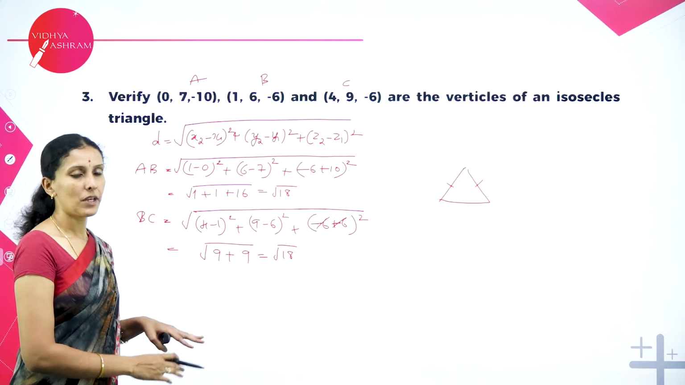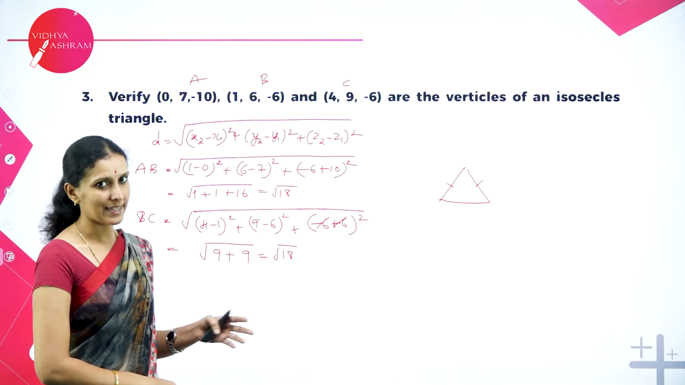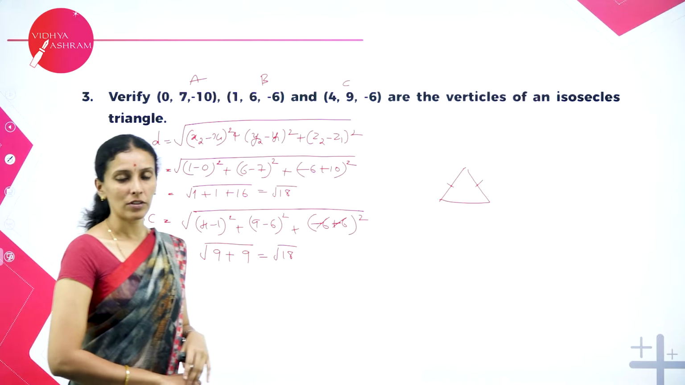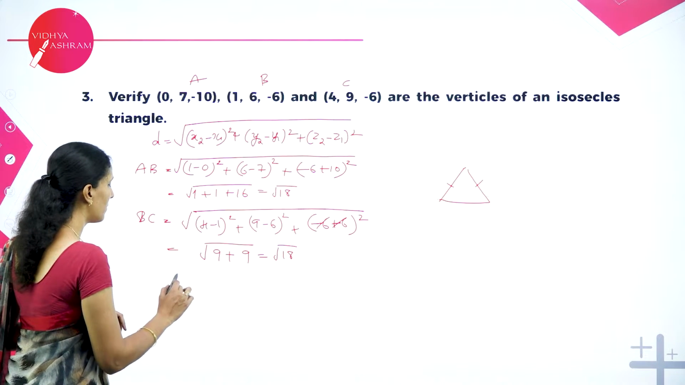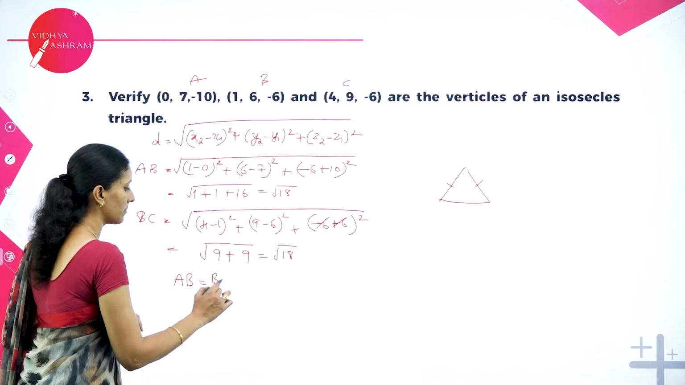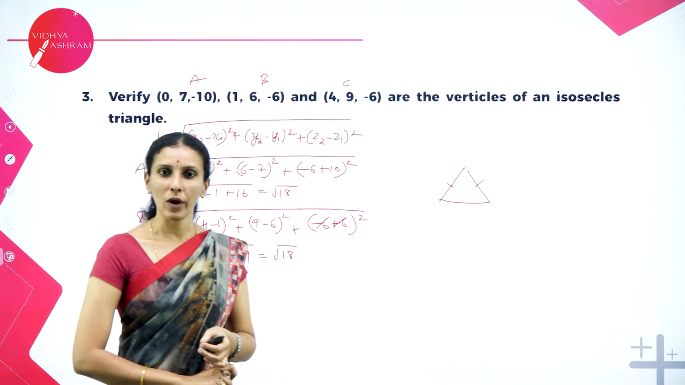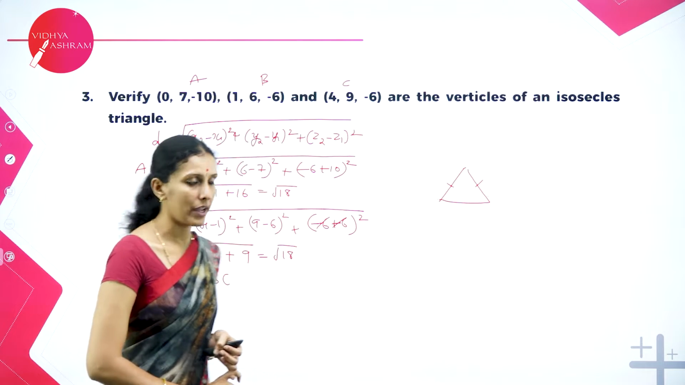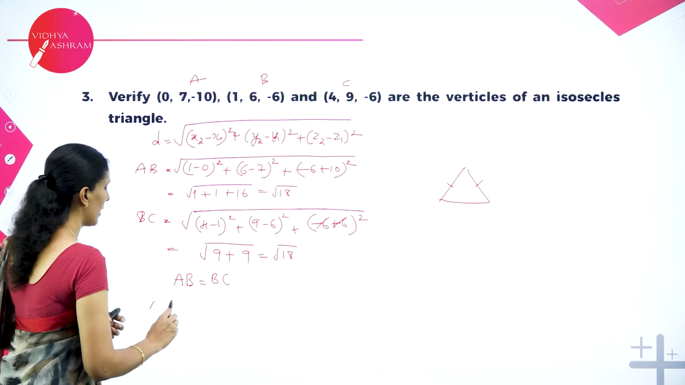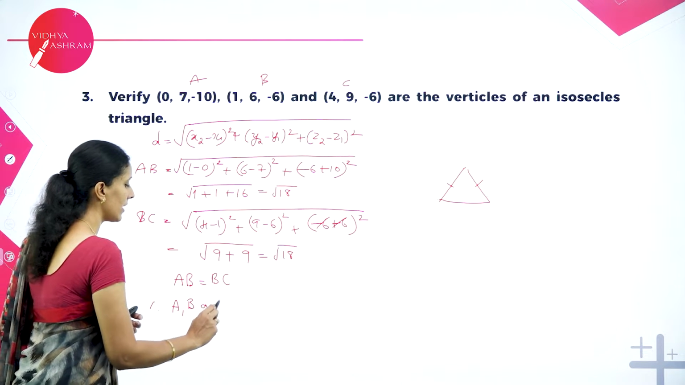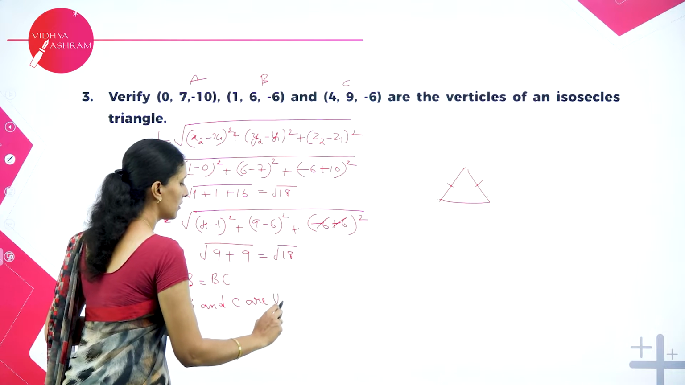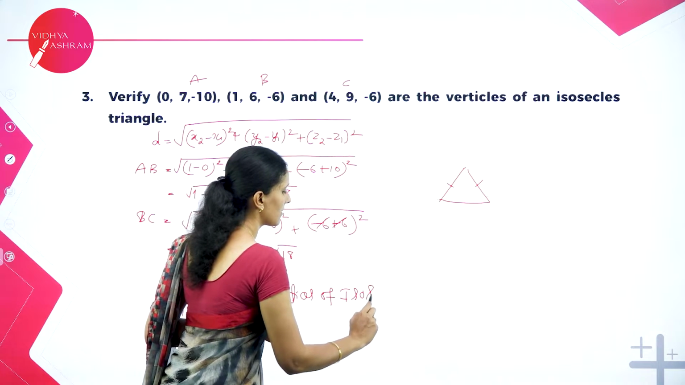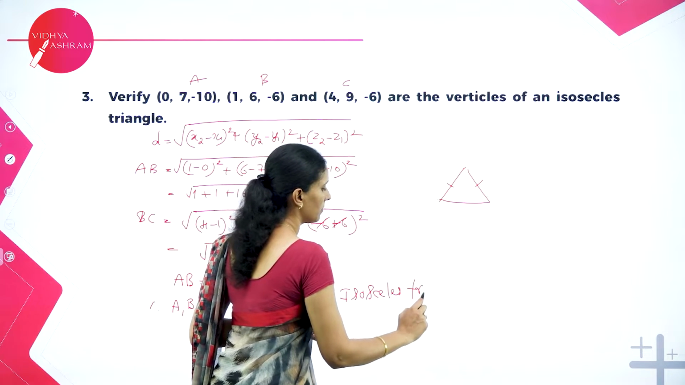So now we can stop here or we can calculate the other side AC also. But to satisfy the given condition, I need any two sides of the triangle to be equal. So we got side AB equal to BC. When two sides are equal, we can conclude that the given points are an example of an isosceles triangle. So therefore, A, B and C are vertices of an isosceles triangle.